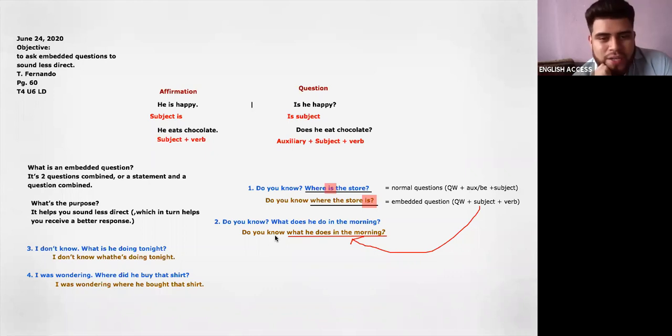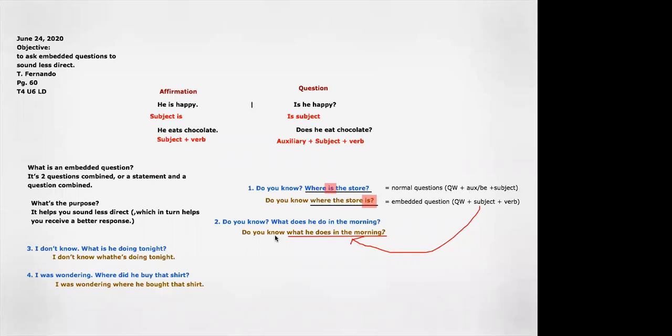Do you know where the store is? Do you know what he's doing in the morning? I don't know what he's doing tonight. I was wondering where he bought that shirt. All right.